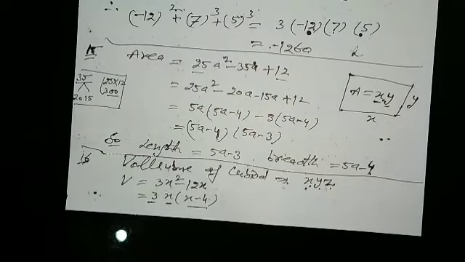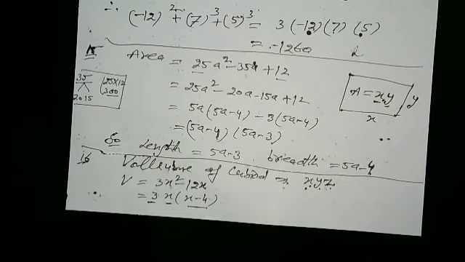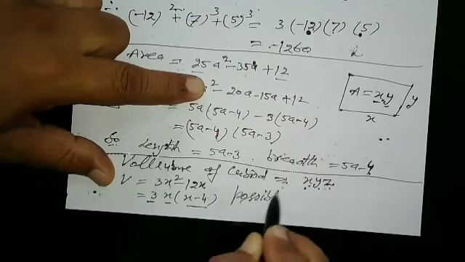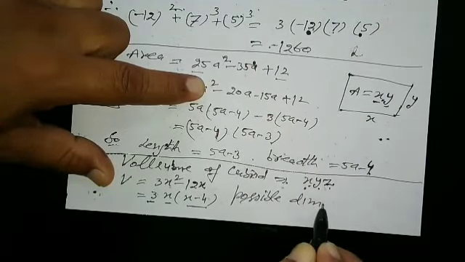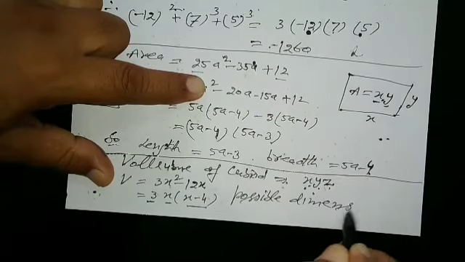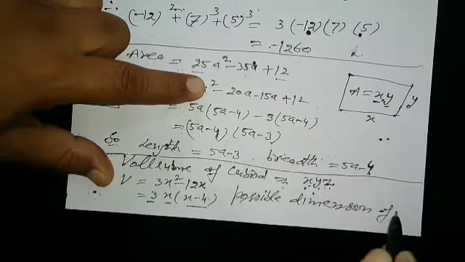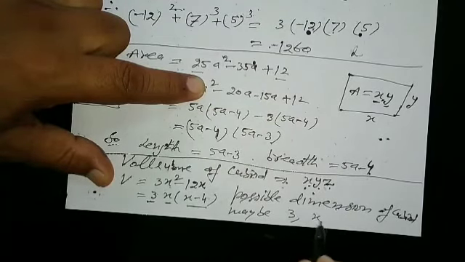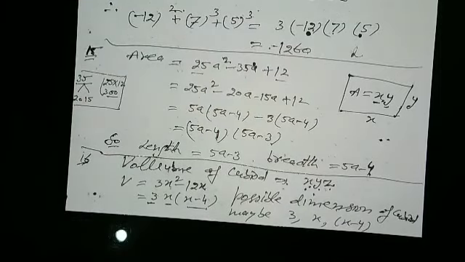So the possible dimension of the cuboid may be 3x and x minus 4. So, right, I think very easy exercise.